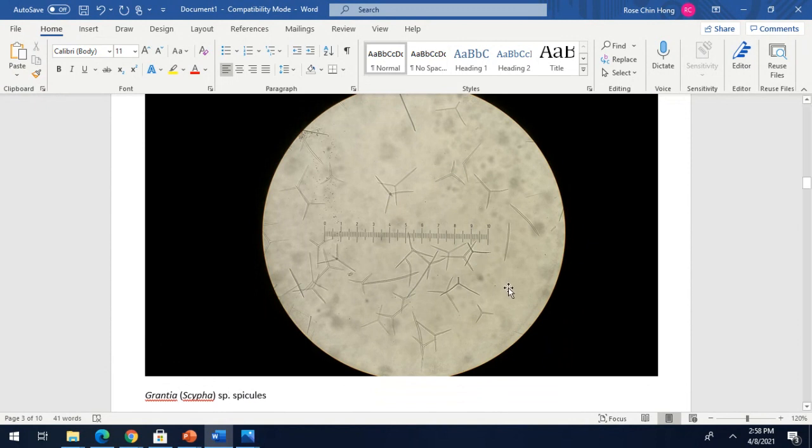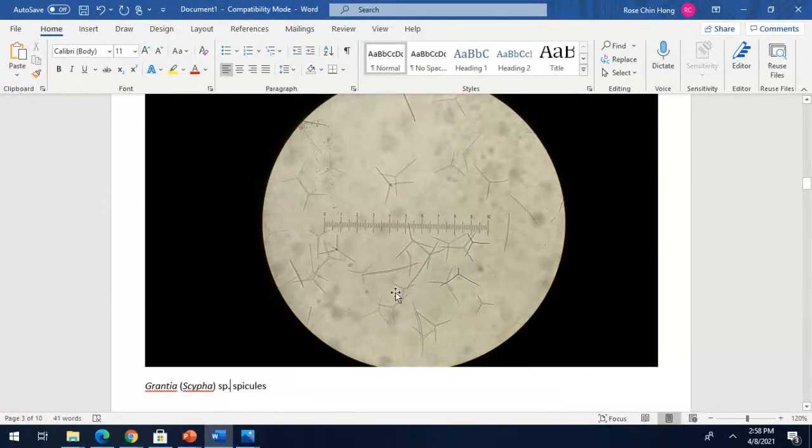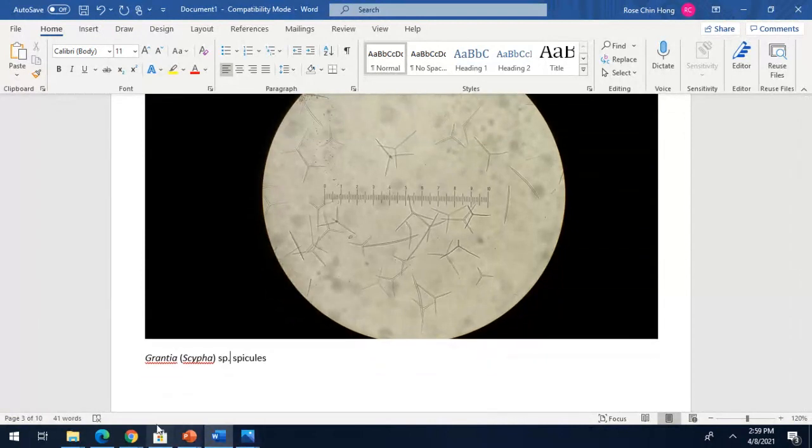So now, this is in what phylum? It's in Parazoa, Porifera phylum. So you've got to make sure you know all the stuff that pertains to the spicules of the sponge. All right. So now let us go back here.